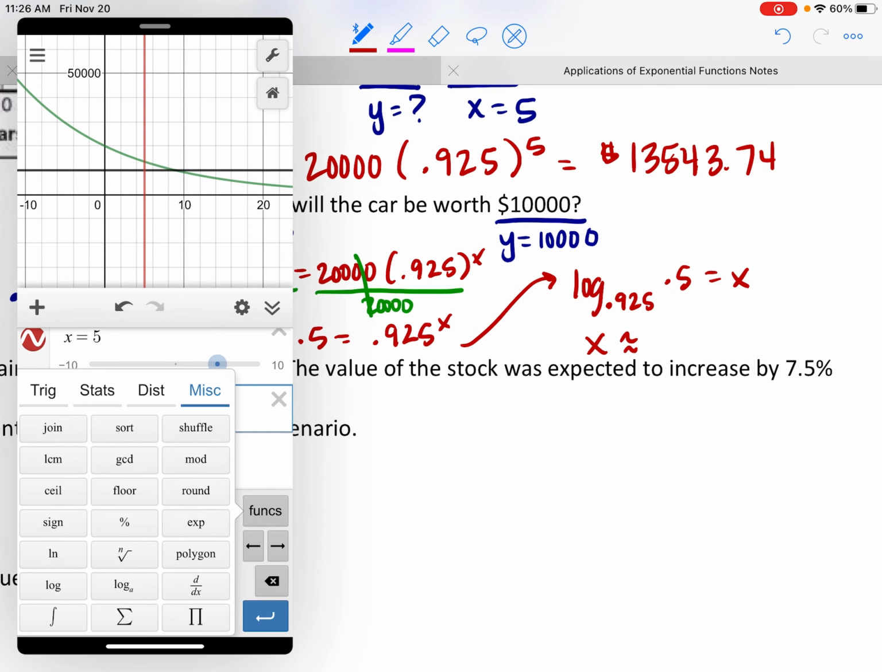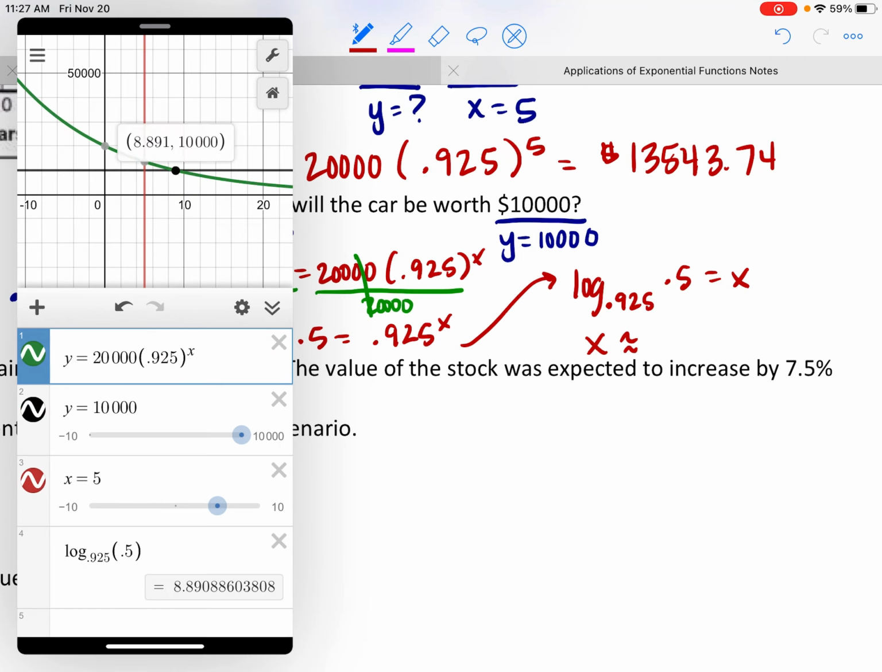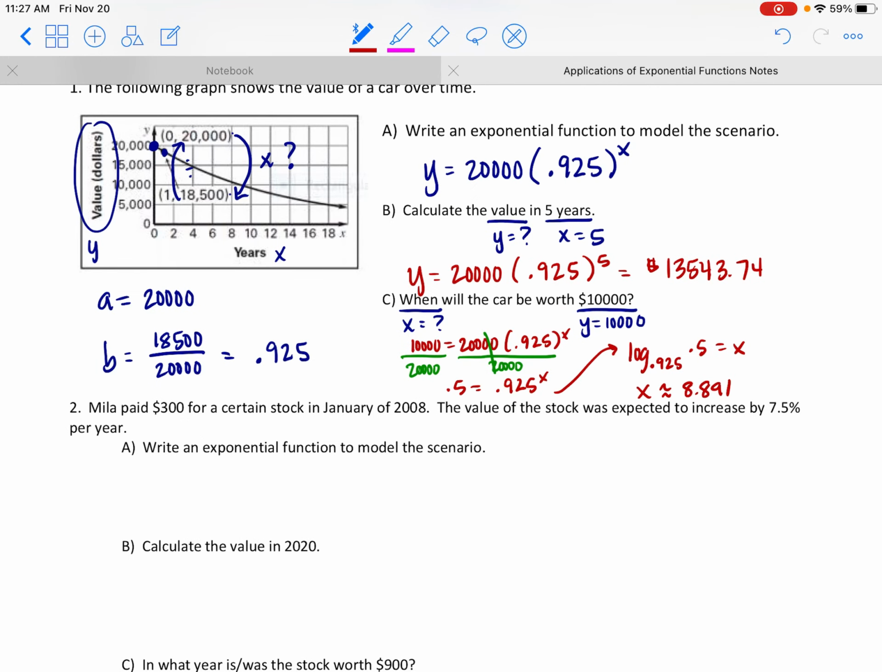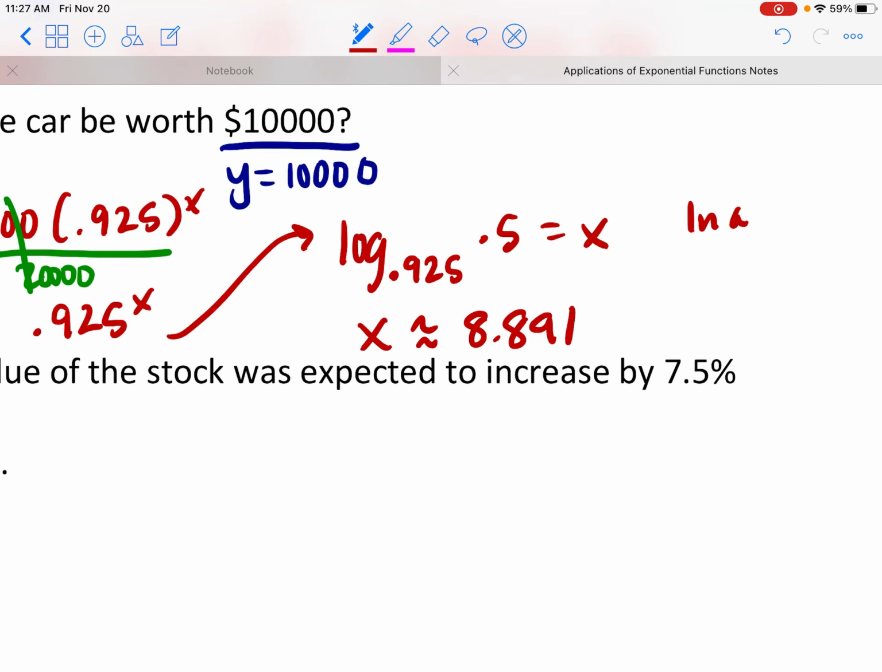If I put in the log base 0.925 of 0.5, I get that same value that I had here on my graph, which was 8.891. So 8.891, so it's about 9 years. Okay, so in about 9 years.